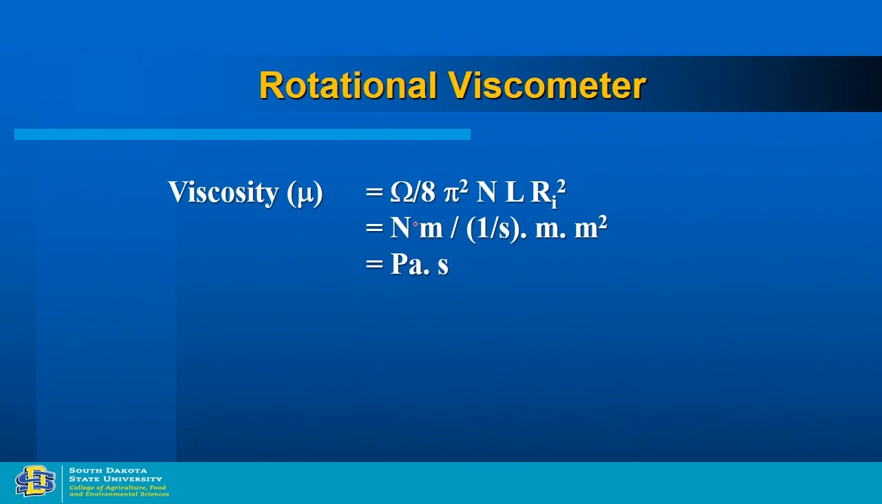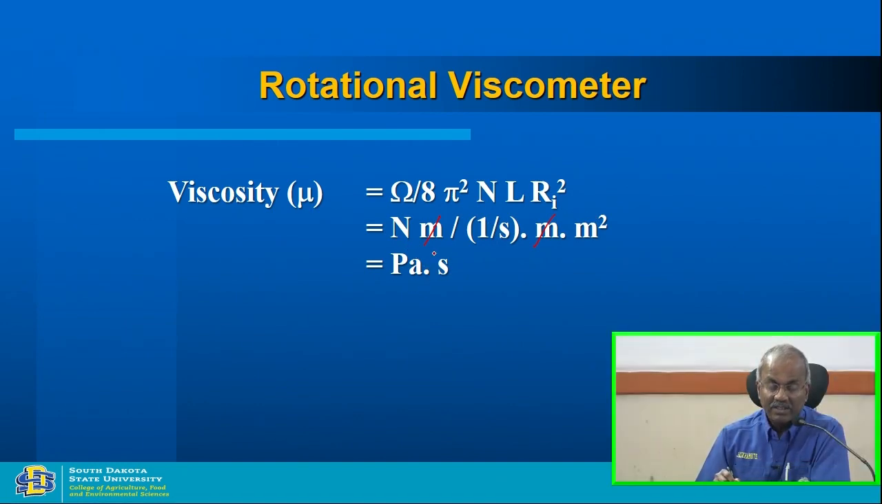So if you substitute the units, torque is Newton times meter, 1 over second is the rotation you make, revolutions per second, and L is the height of the cylinder, and radius is meter square. So the meter cancels, so Newton per meter square gives you the Pascal, and then 1 over second is second, Pascal times second. So that's the viscosity unit. Any questions on the equation?